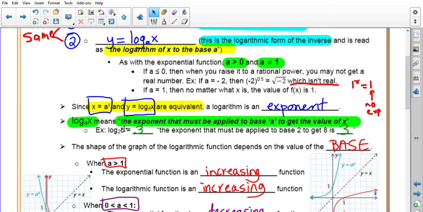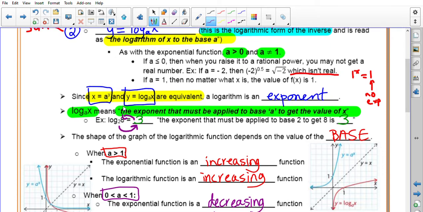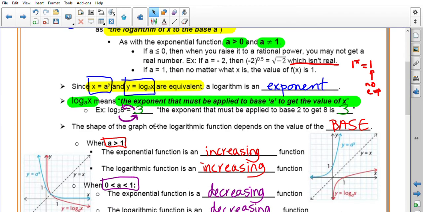So I do this little wraparound method. I say 2 to what will give me the answer here, 8? That's what you're thinking in your head: 2 to the what would give me 8. And that's how log works. We'll practice a bit more on the other page.